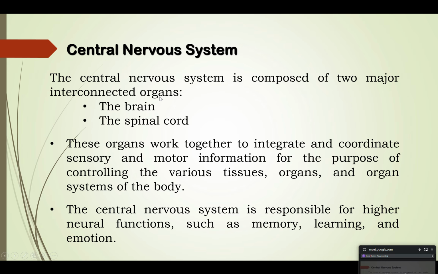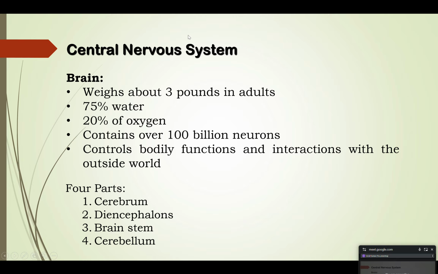So now talking about the central nervous system. It's composed of two major interconnected organs, the brain and the spinal cord. These organs work together to integrate and coordinate. Remember, I mentioned that these two are the coordination center, the integration center. They are responsible for higher neural functions such as memory, learning, and emotion. They work together to integrate and coordinate sensory and motor information for the purpose of controlling various tissues, organs, and organ systems of the body. Integration center. Very important.